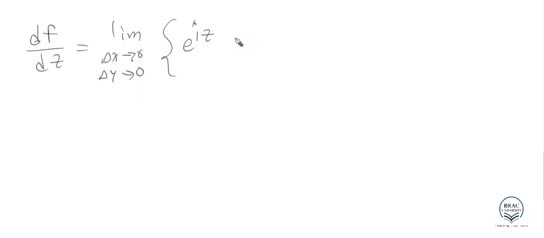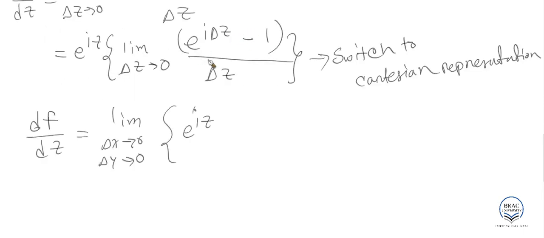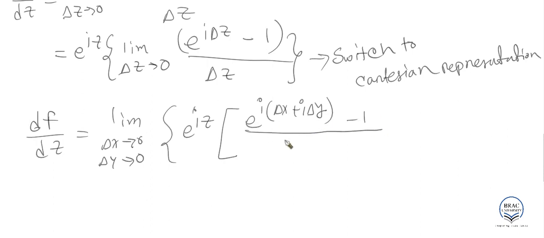So let's go and see. It was e to the power i del z, right? So instead of del z you will now have something like this. Let's put a third bracket over here so that we can distinguish e to the power i del x plus i del y, and there will be a minus sign in front of the 1, and this is just del x plus i del y.